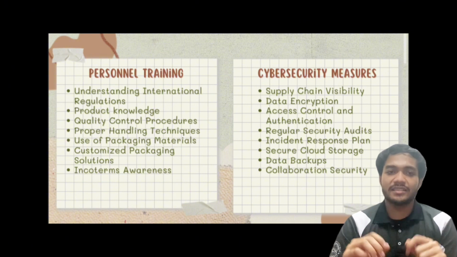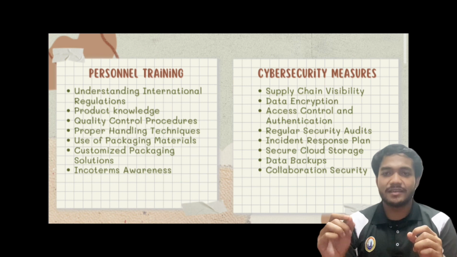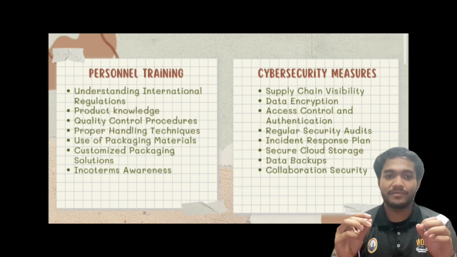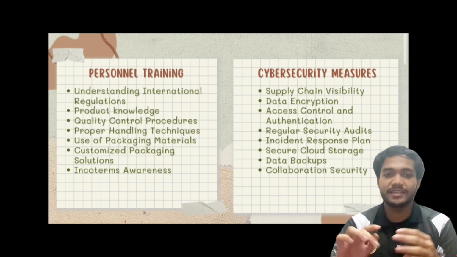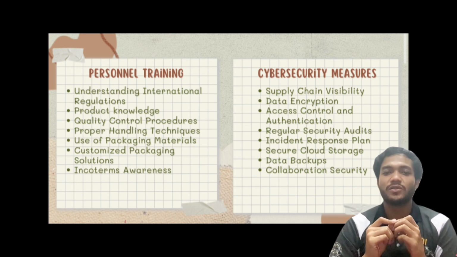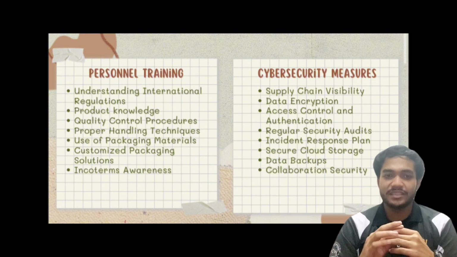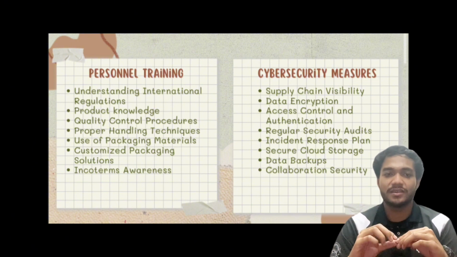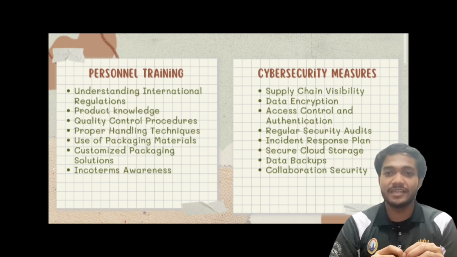And as for number 6, the customized packaging solution. The personnel in their training must know how to tailor packaging to fit the specific needs of each shipment. And the last one is Ecotherm awareness. They must know the Ecotherm to understand the responsibility in the shipping.